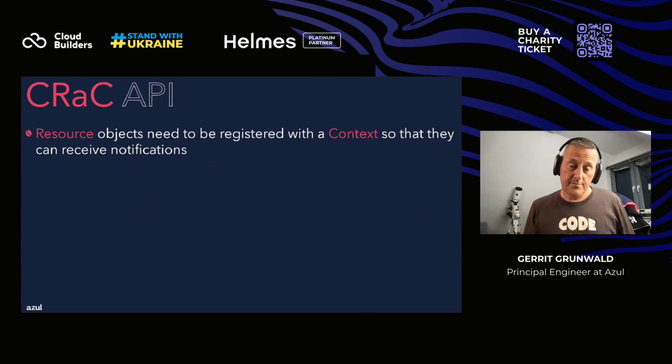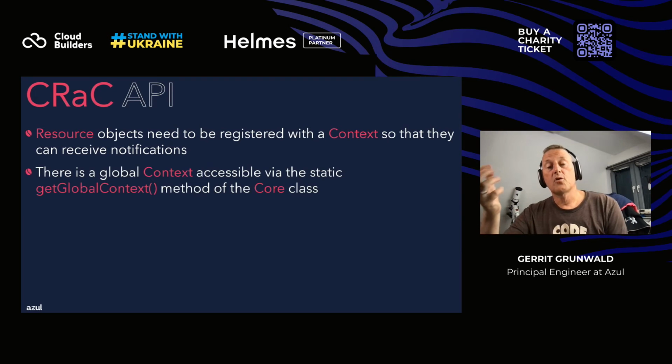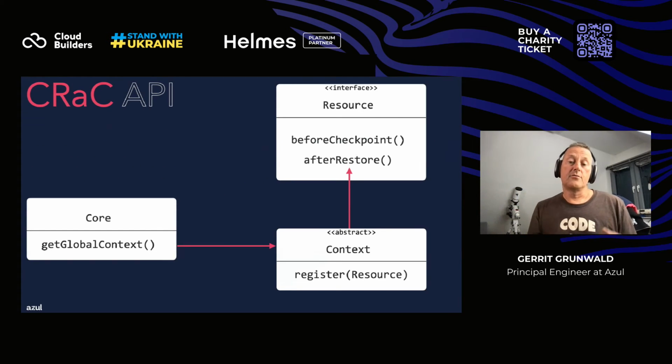And the Resource objects, where you have implemented the Resource interface, need to be registered with a context so that they can receive notifications. And for that, you can get from the Core class Core.getGlobalContext, right? This is a static call. You can get it there and then register your resource. So that means you have your class, you implement the Resource interface, you register it with Core.getGlobalContext.